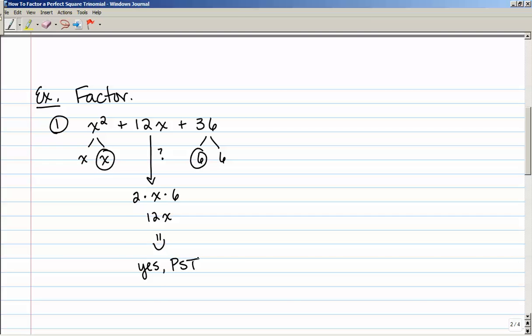So that means that I can factor it into the x and the 6 in parentheses, and because there's a plus here, I put a plus here, and that's squared. So if you can recognize that your polynomial is indeed a perfect square trinomial, you just take the square root of the first term, the square root of the last term, and then a plus or a minus, whatever's in the middle, put that in parentheses and square it.